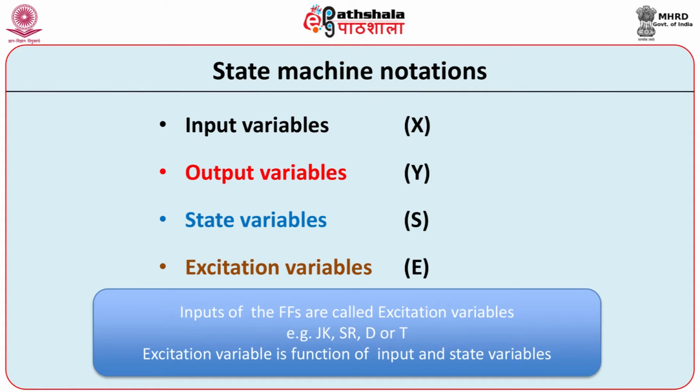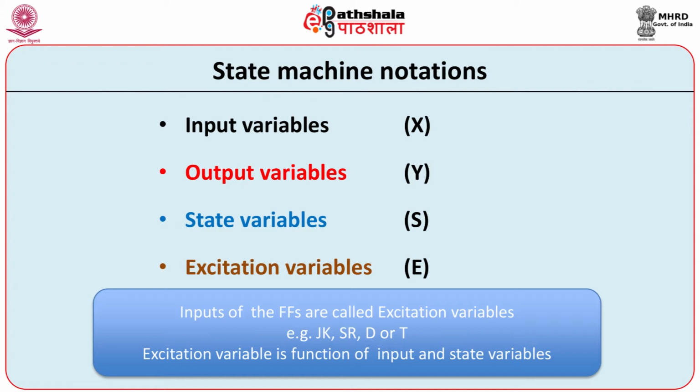Let us now discuss excitation variable. Excitation variables are defined as the inputs to the memory, that is flip flops. The name excitation is used because the variable excites the memory to change its state. So, when the flip flops are used as memory, the excitation variables are the inputs to the flip flops, that is J K, S R, D or T inputs.